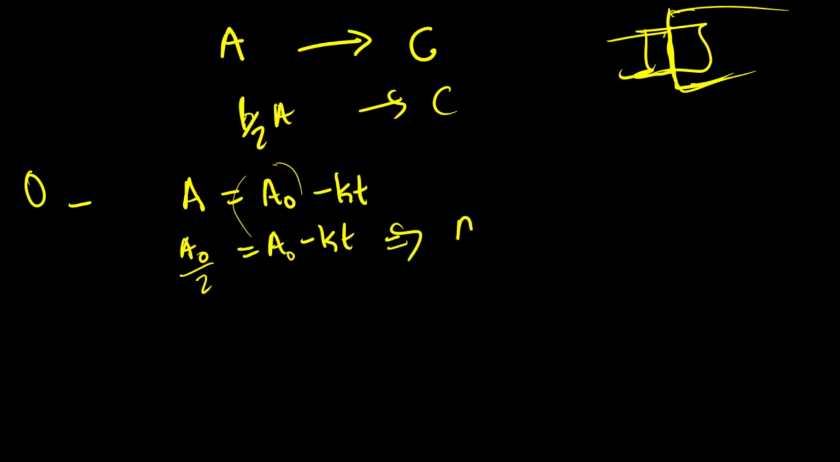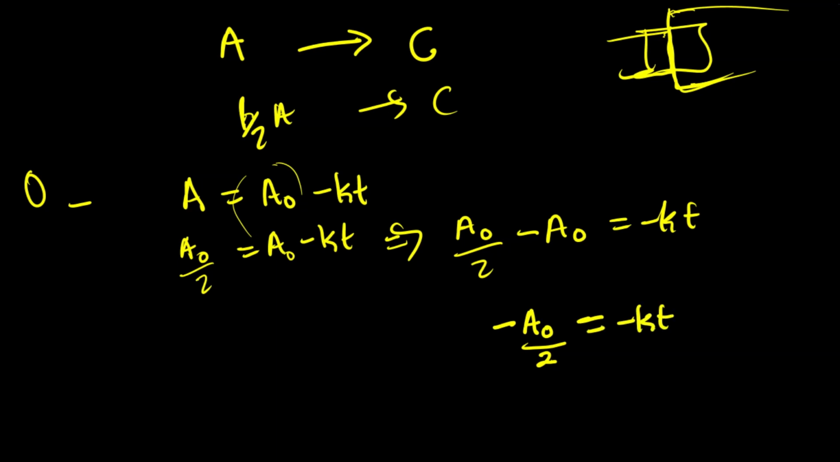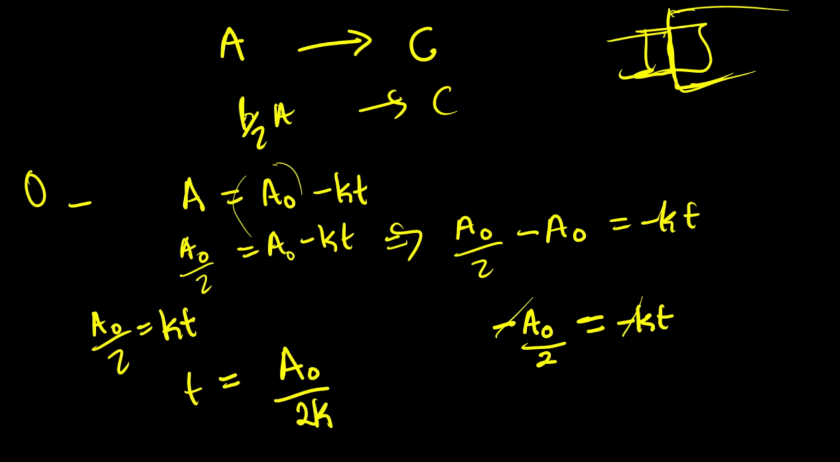Okay, now we could rearrange this. A naught divided by 2 minus A naught is equal to negative KT, such that we have negative A naught divided by 2 is equal to negative KT. So we could simply take out the negative sign, and we would have that A naught over 2 is equal to KT. And since we are finding the half-life, T here, the time, is the half-life. Okay, so the time now is equal to A naught divided by 2K.